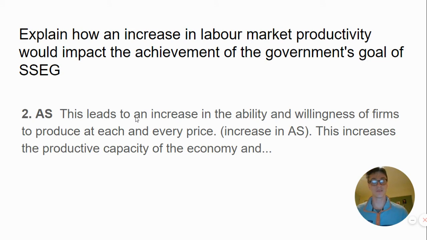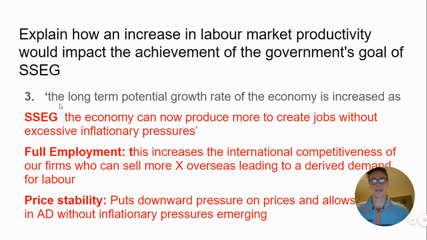This improves aggregate supply. Obviously, it shifts the aggregate supply to the right. And we're going to say it increases the ability and willingness of firms to produce at each and every price, which is the same as saying it's an increase in AS, just a better way of doing it. This will also increase the productive capacity, like we said. So we've done our three, AS, ability and willingness, and productive capacity, and they all move in the same direction. From there, we're going to say this increases the long-term potential growth rate, because really aggregate supply shifting is a long-term thing, and it improves the potential growth rate.